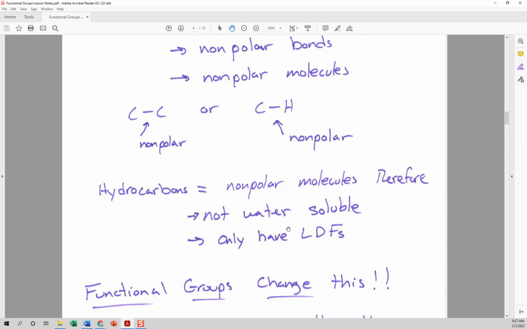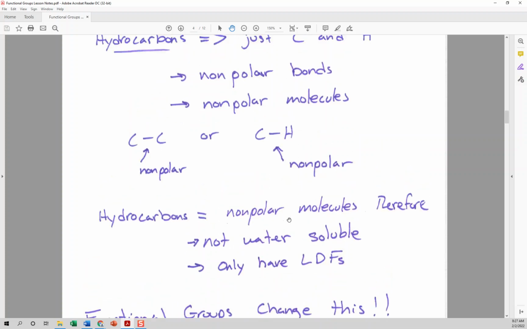So remember, hydrocarbons are oils, basically, right? Octane, gasoline, right? So we know oil doesn't dissolve in water, and now we know why. Oil is just a hydrocarbon. It's nonpolar, so it's not very water soluble. Remember, our rule is like dissolves like, right?